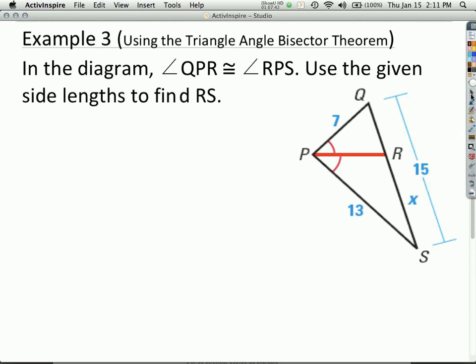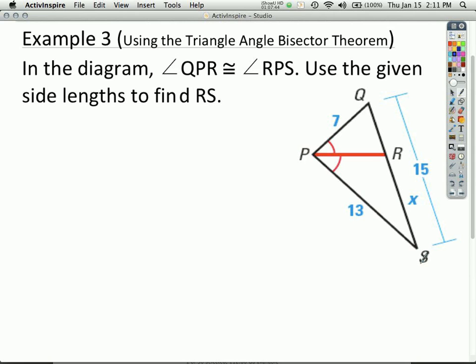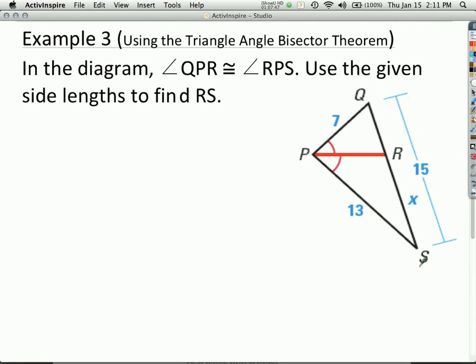Okay, so what's the hiccup? What's the sticking point here? Why is this more difficult? John? Because it only gives us the total distance of QS instead of giving us QR and RS separately. Okay.